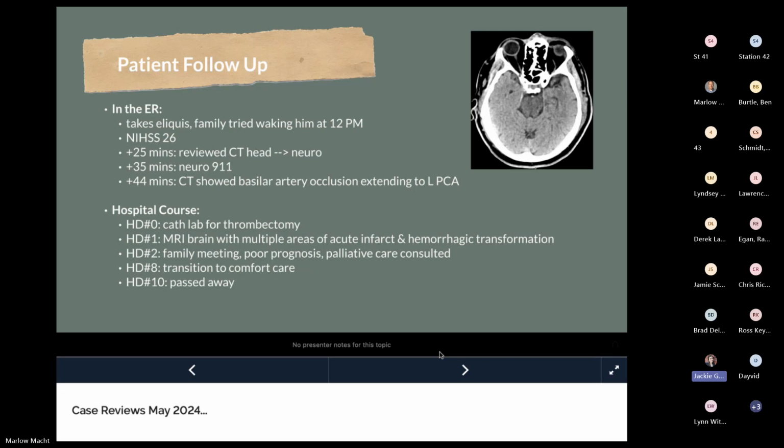Hospital day 2, the family had a meeting. He had a poor prognosis, a poor neurological exam, and they recommended palliative care. At hospital day 8, he had a repeat MRI that showed no further hemorrhagic transformation, but continued edema and now a right-sided stroke. So given this information, they transitioned to comfort care and they compassionately extubated him. And on hospital day 10, he had passed away.